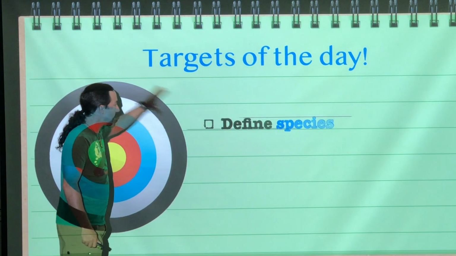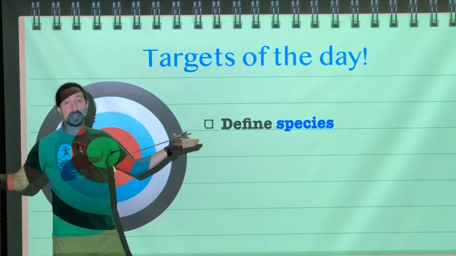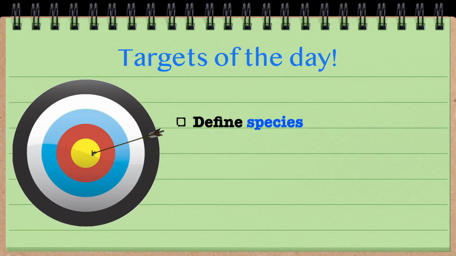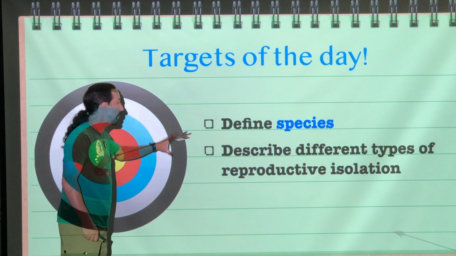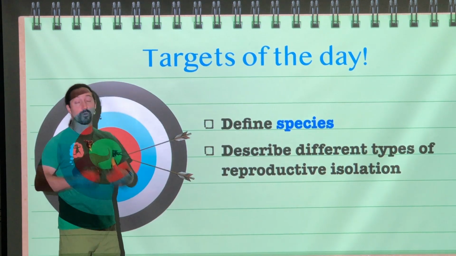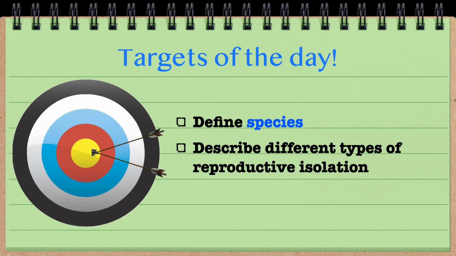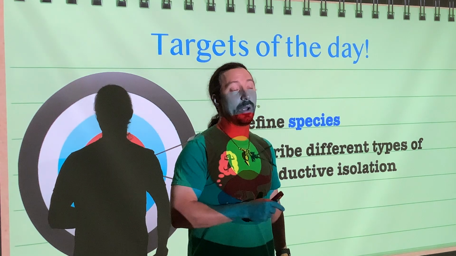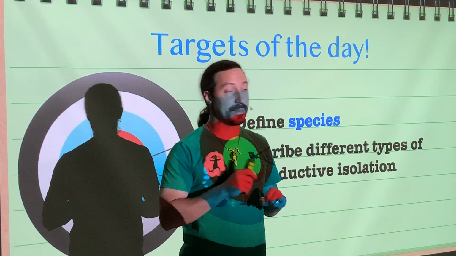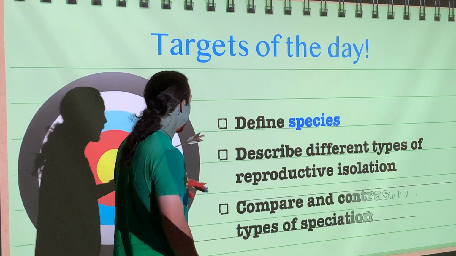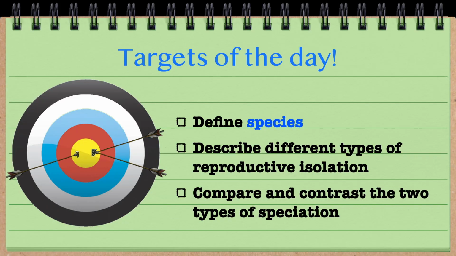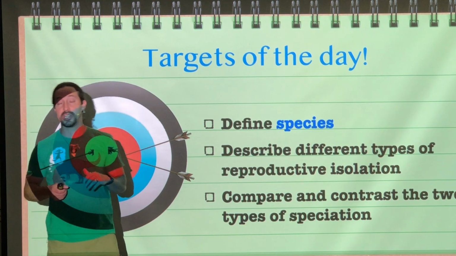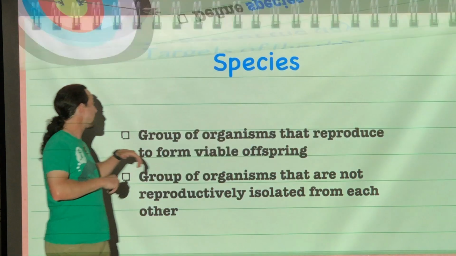Targets of the day. First, we are going to define what is a species. What do we mean when we say organisms are of the same exact species? And then we are going to describe different types of what is called reproductive isolation. Hint here, that's going to be what differentiates different species from each other. And lastly, we are going to compare and contrast the two types of speciation. We are also going to define what speciation is. So let us get started.